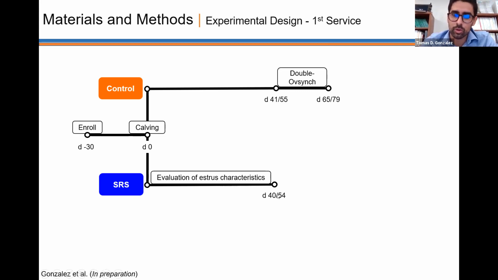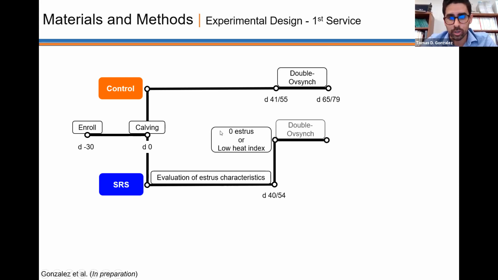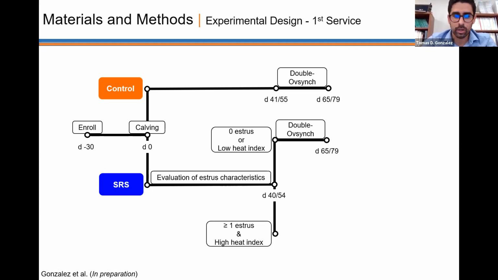The decision of which group a cow goes to is made one day before the cows start the double Ovsynch, compared to the control group. The reason is that cows that don't show heat in this period, or have a low heat index lower than 70, are going to be enrolled in double Ovsynch, the same as the control cows. And the cows that show one good heat or more are going to be enrolled in this part here.